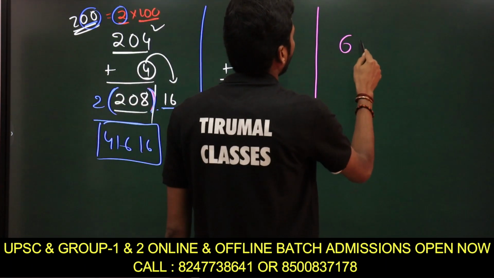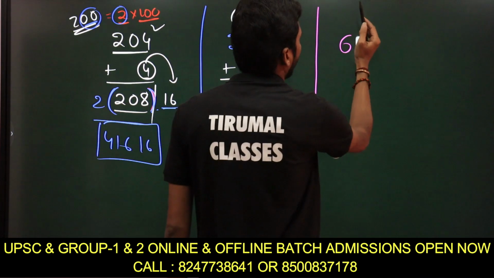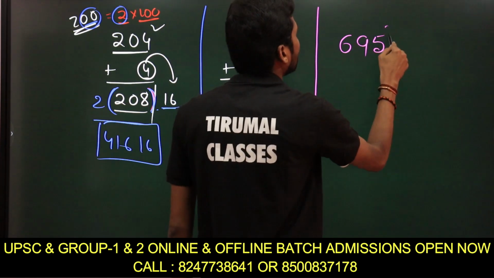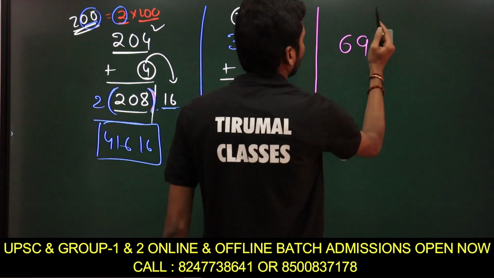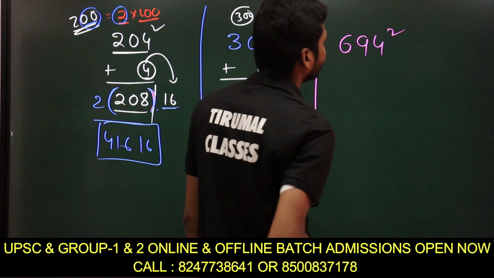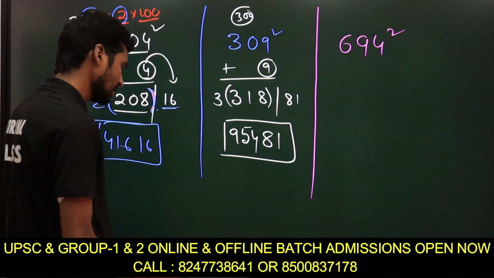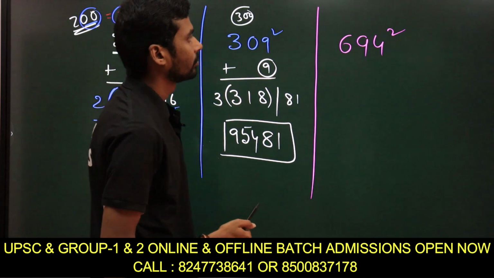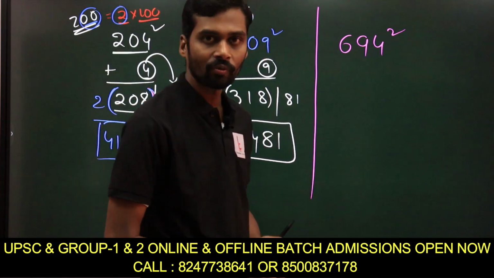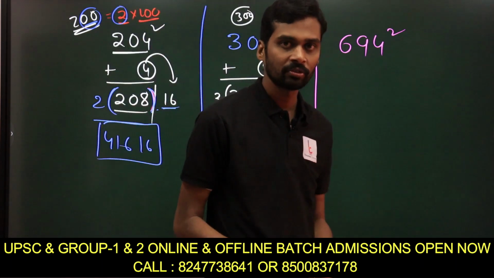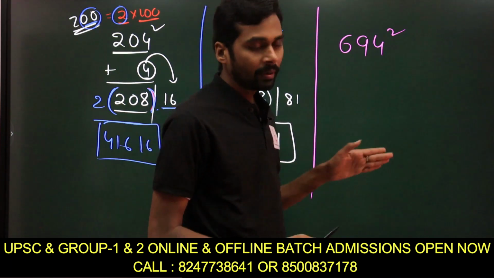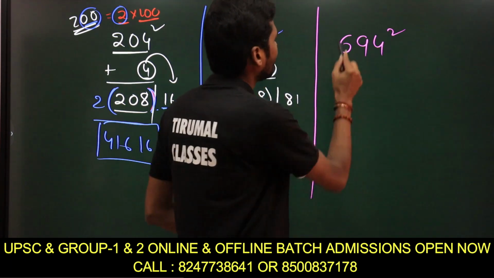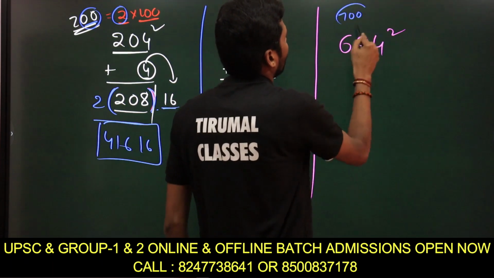Suppose I take some number, 694 square. What is the square of 694? Again we do the same procedure. Which number is 694 nearer to? Yes, it is nearer to 700.